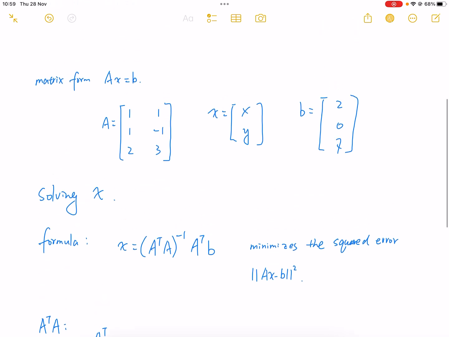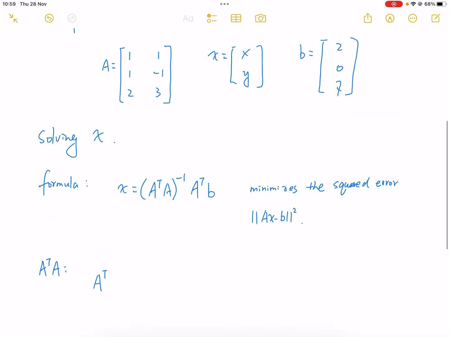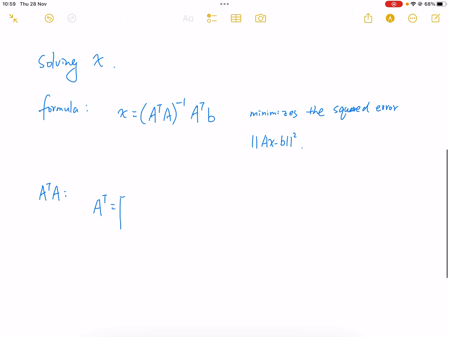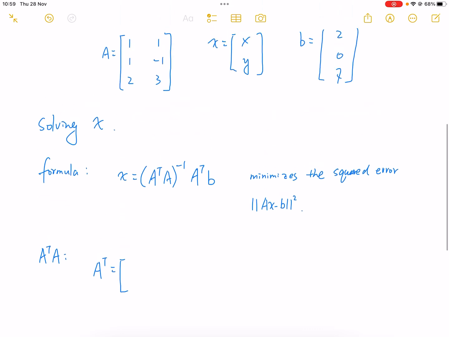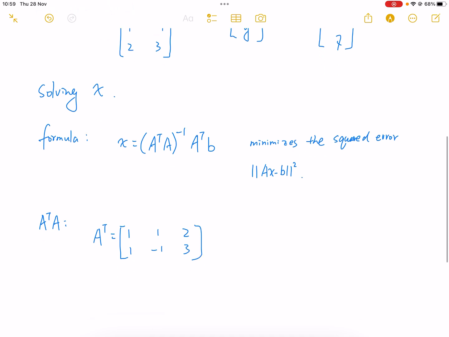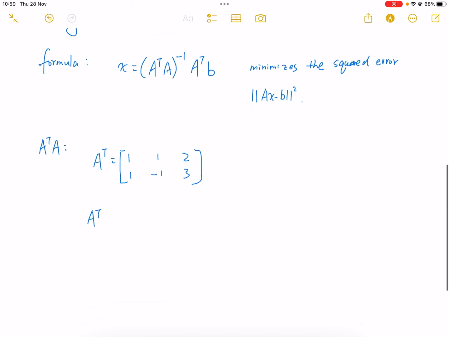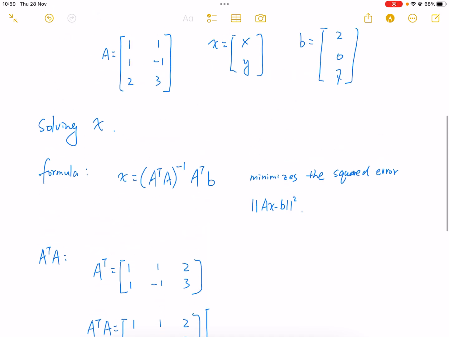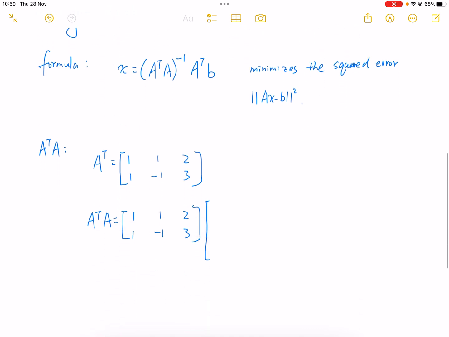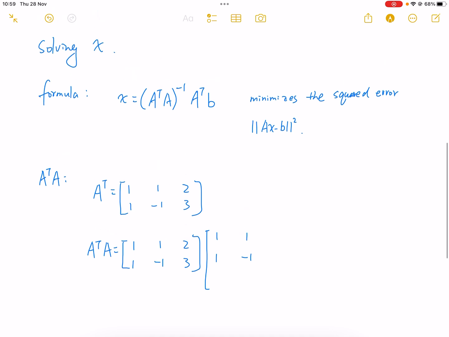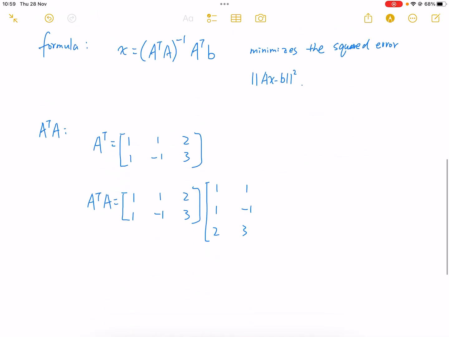From the original matrix A, we know that the transpose of A is given in this form: 1, 1, 2, and 1, negative 1, and 3. So, A transpose times A now is 1, 1, 2, 1, negative 1, 3 times the original matrix A, 1, 1, 1, negative 1, 2, 3.